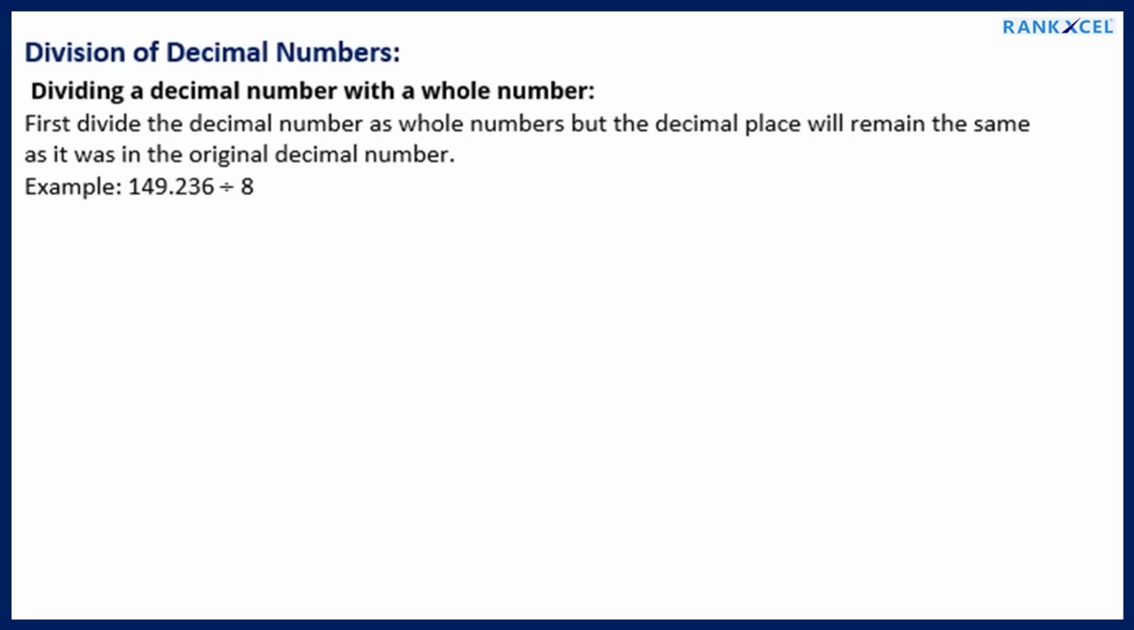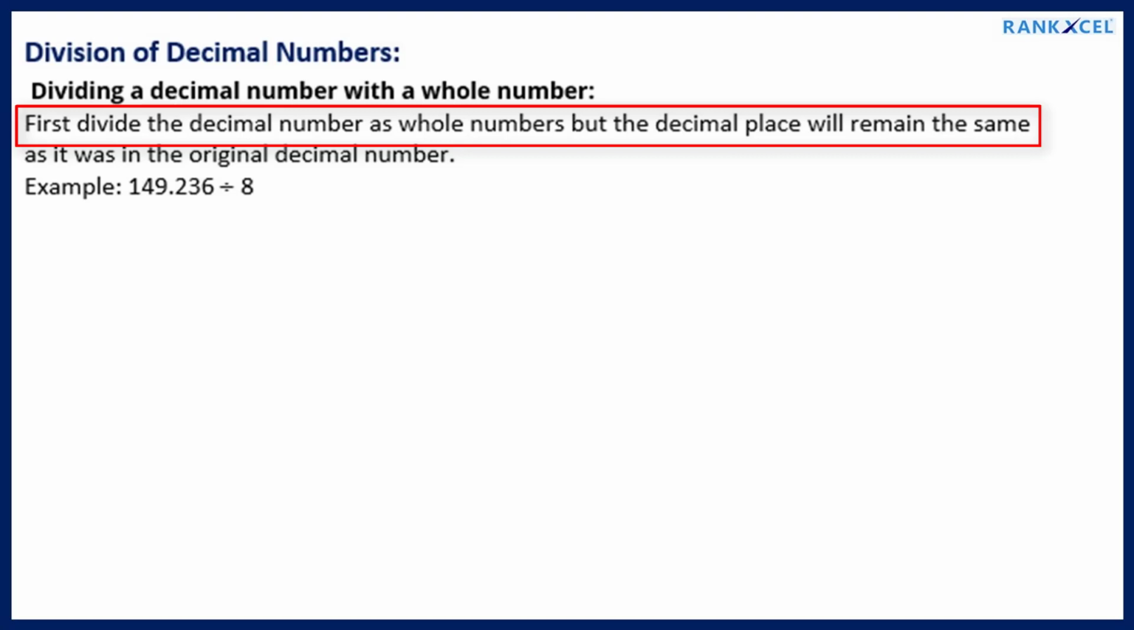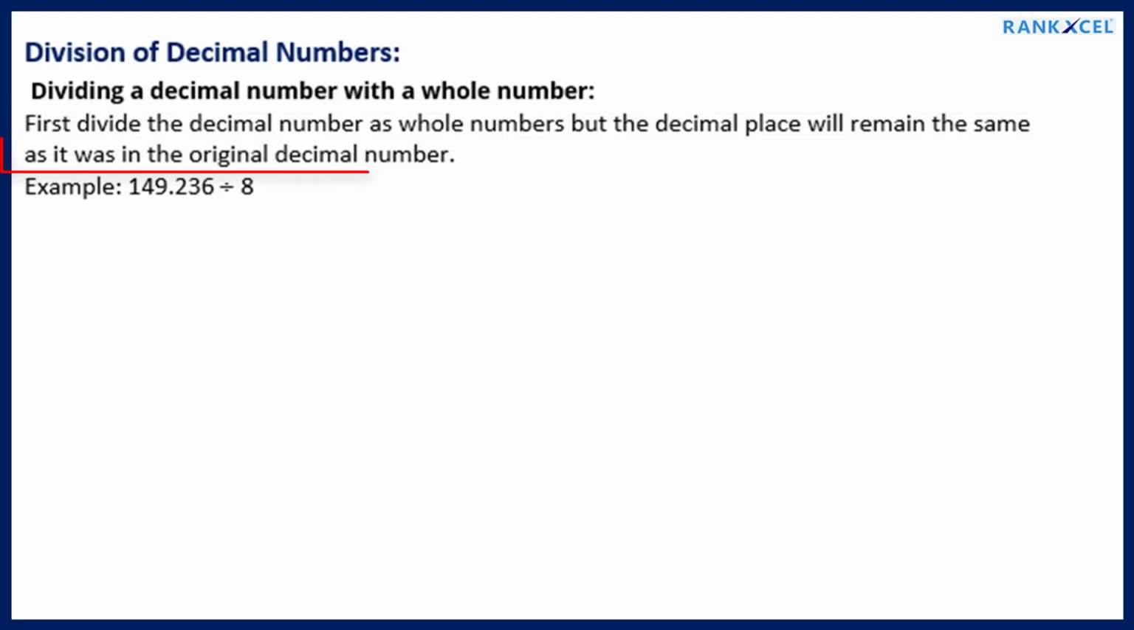Division of decimal numbers. Dividing a decimal number with a whole number. First, divide the decimal number as whole numbers, but the decimal place will remain the same as it was in the original decimal number. Example. 149.236 divided by 8.